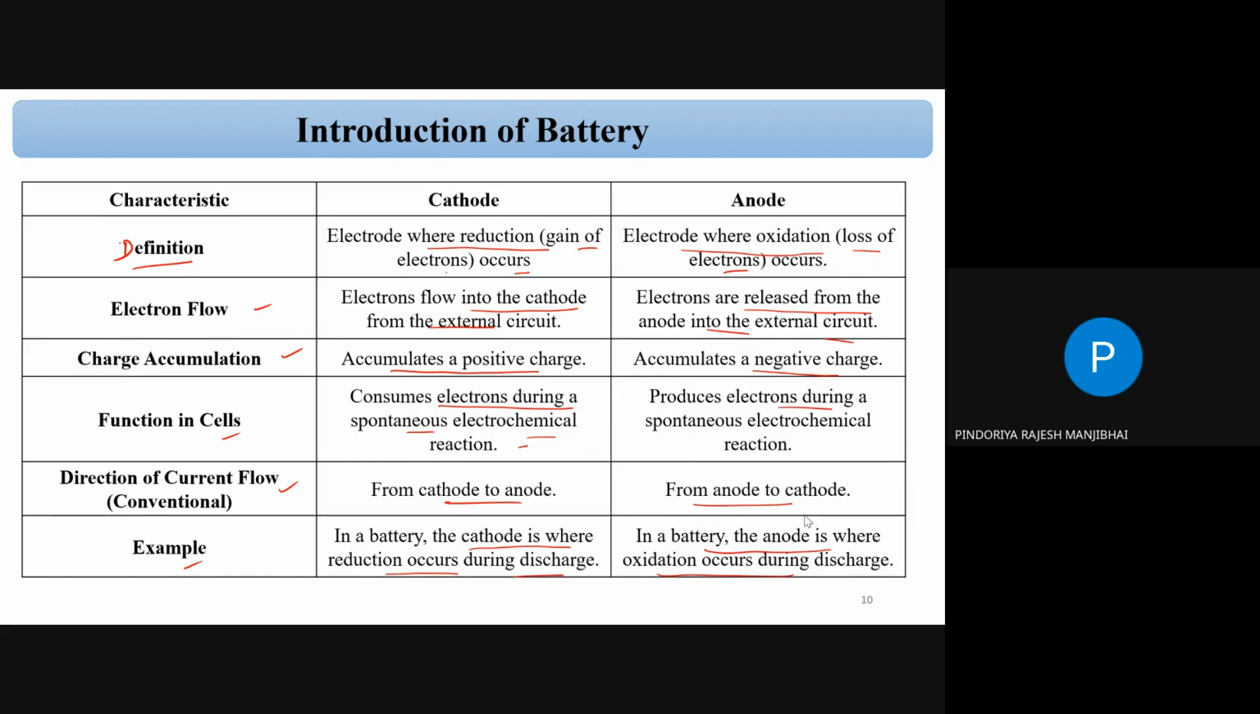Got it? Okay, sir. Is there still confusion? Okay. Any more confusion? Any more questions?